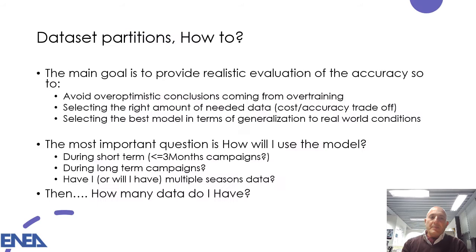But let's have a look at how to partition your data set. So how much data to use for training, how much to use for testing. Your main goal will basically be to provide a realistic evaluation of the accuracy. To avoid over-optimistic conclusions coming from overtraining, you have to select the right amount of needed data in a cost/accuracy trade-off. You would like to select the best model in terms of generalization to real-world conditions. So all these considerations, all these targets will lead your choices.